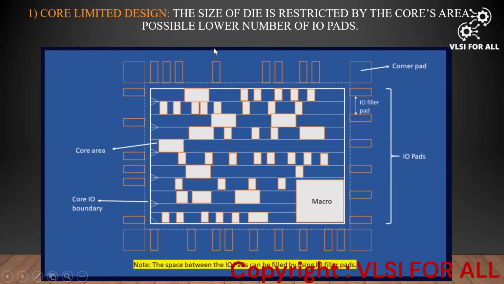Core limited design is very simple. If the core area is more dominant, and the IO filler pads outside are very few, we can say it is a core limited design. So here the core area will be more compared to the IO filler pads.